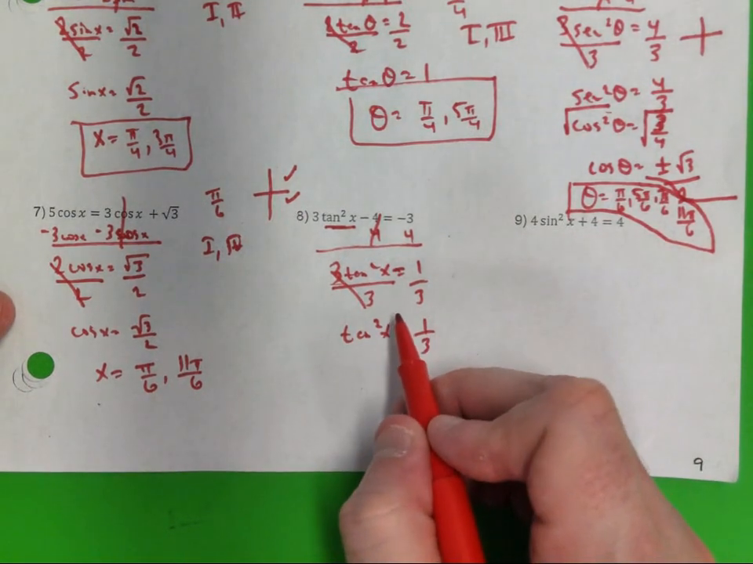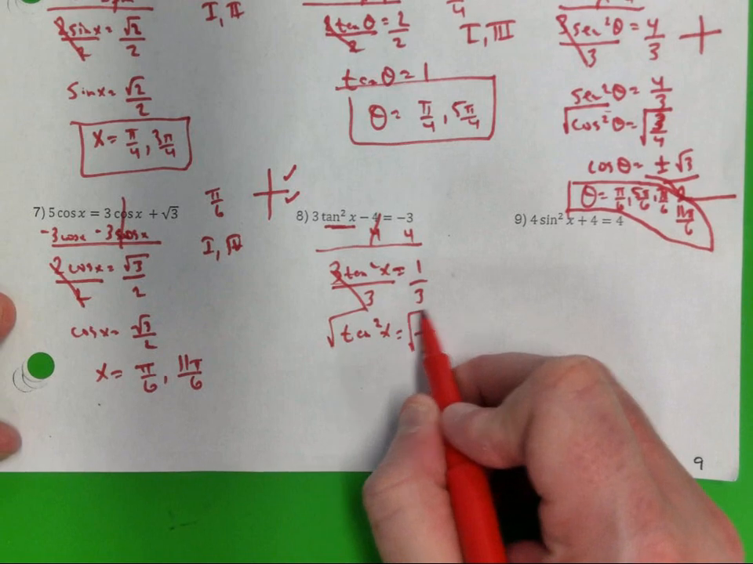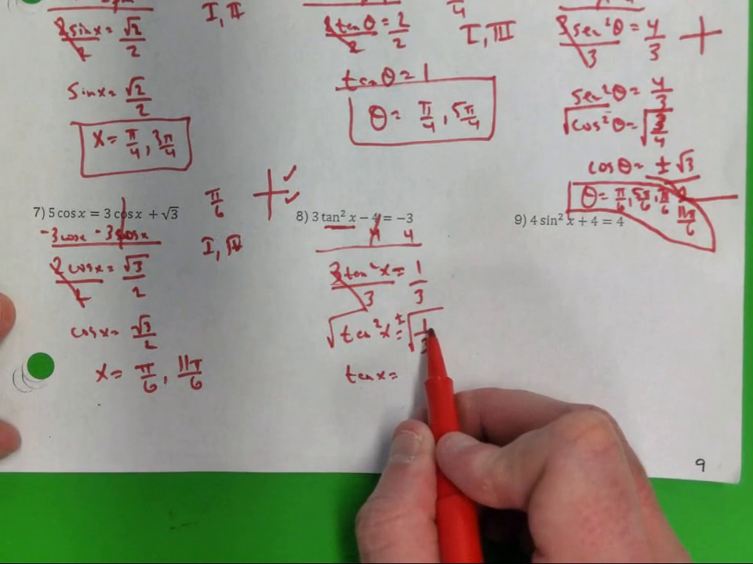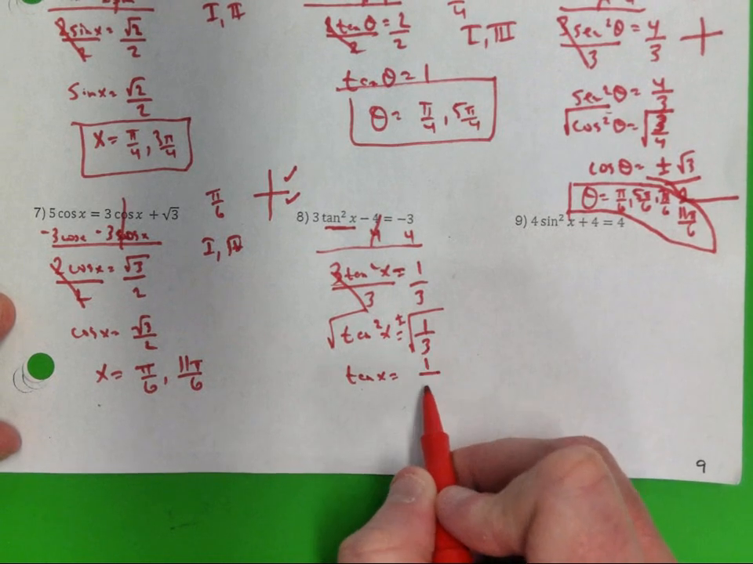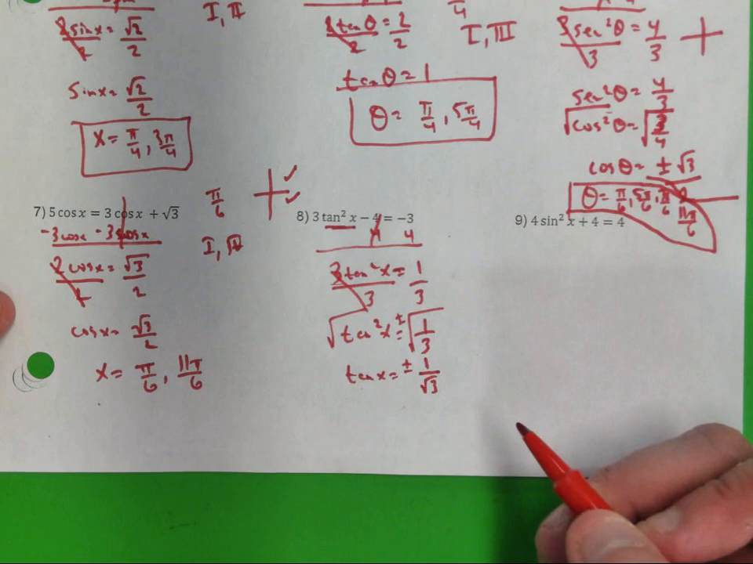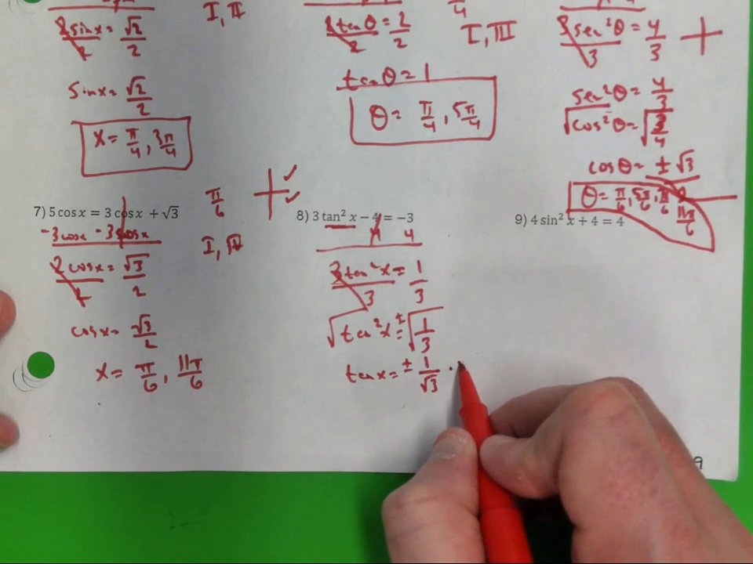Now, you got to get rid of that square. When you take the square root of something, plus or minus. So tangent of x equals, well, square root of 1 is easy. That's square root of 1. We do not know the square root of 3. But can I leave that square root of 3 in the denominator? No, no, no. So I'm going to rationalize.